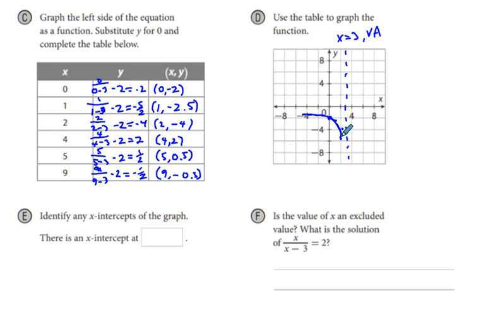That's what this thing looks like here. And then on the right side, we put in 4. We get 4, 2. So there's 4, 2. We have 5, 0.5. So there's 5, 0.5. And we have 9, negative 0.5. So on the right side, we're going to look like this.